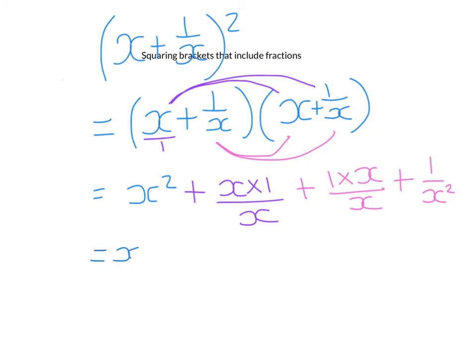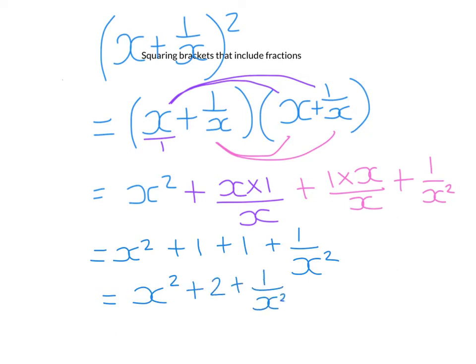So our x squared is going to stay where it is. Now I've got x times 1, which is x, over x. Anything over itself is the same as 1. So x over x is 1. And 1 multiplied by x over x, same thing, I've got x over x again. So that's another 1, plus the 1 over x squared. And then we can put that together, we get x squared plus 2 plus 1 over x squared. And in this instance, we can just leave that as it is.